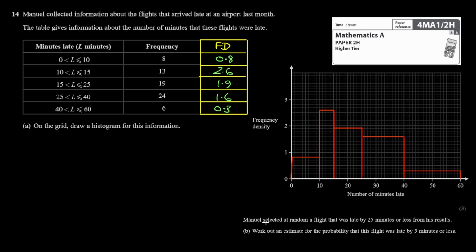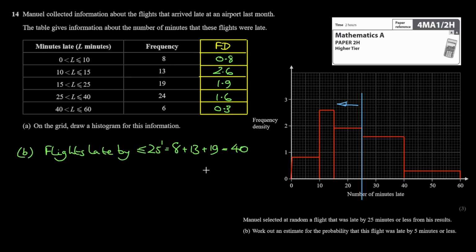So in part B, Manuel is going to select a flight which was 25 minutes or less. So he's selecting a flight which is to the left of this line. So what are the number of flights involved? Well, the number of flights involved will be this area plus this area plus this area. So it's the first 3 numbers here. And this turns out to be 40.